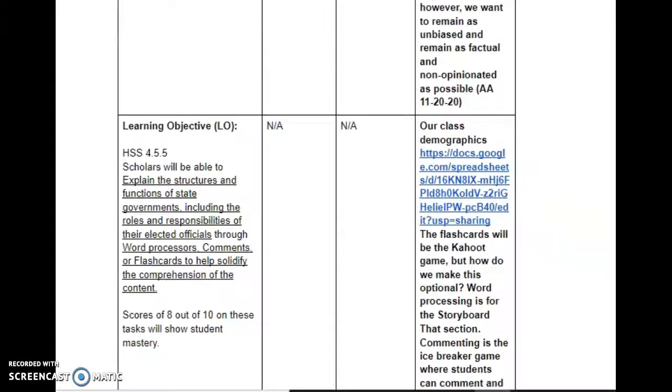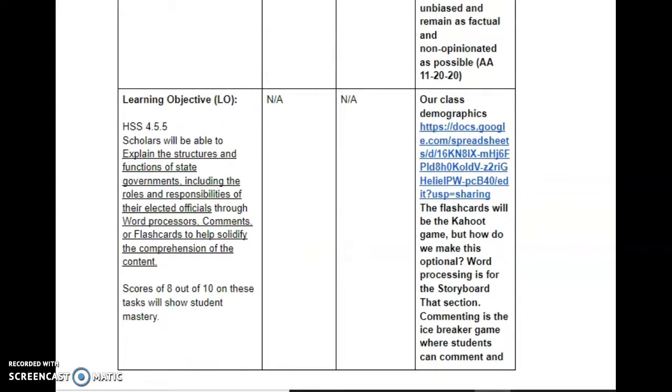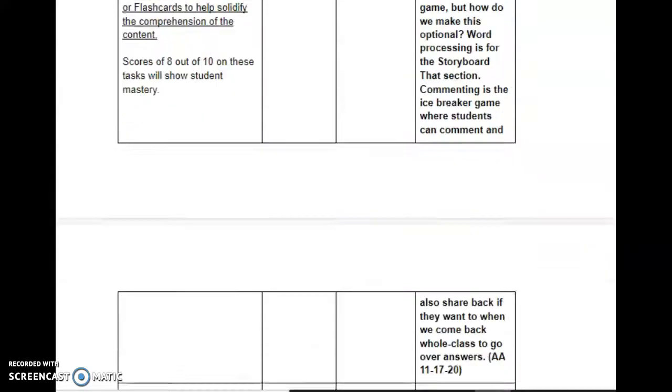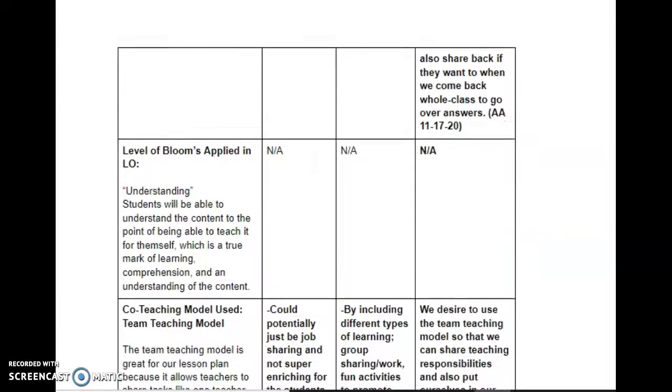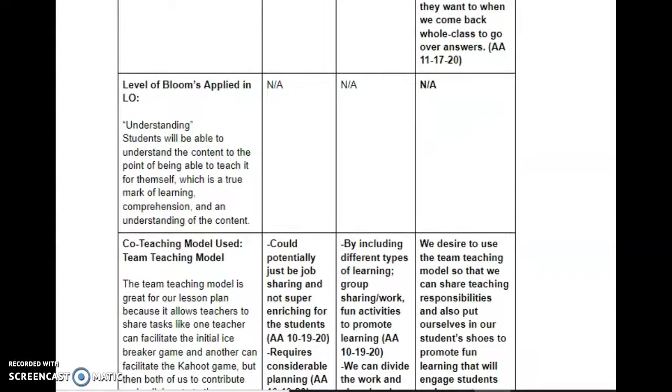And our learning objective is: scholars will be able to explain the structures and functions of governments, including the roles and responsibilities of their elected officials, through word processors, comments, or flashcards to help solidify the comprehension of the content. Right here on the bottom, it says scores of 8 out of 10 on these tasks will show student mastery. And our level of Bloom's applied is right here, understanding.